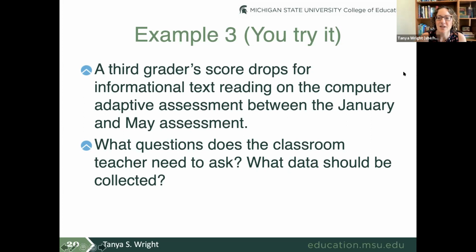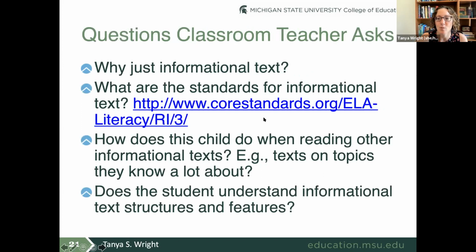Okay, so there's a lot of really interesting comments over here. Let me just say some of the things that I would wonder about if it were me. I would wonder, why just informational text? It would be interesting to me if a student's scores change substantially on informational text standards, but not on comprehension of literature, for example. And I would wonder things about, was there even any instruction or support for working with informational texts? What are the standards for informational text that were supposed to be covered in third grade? Did the student learn those things?